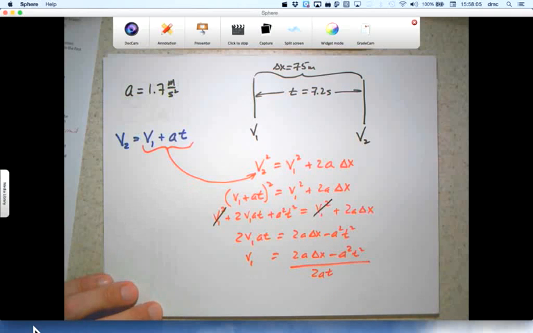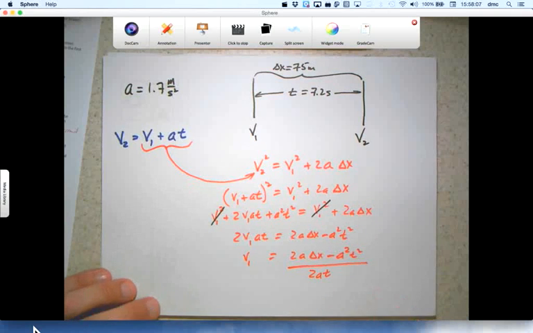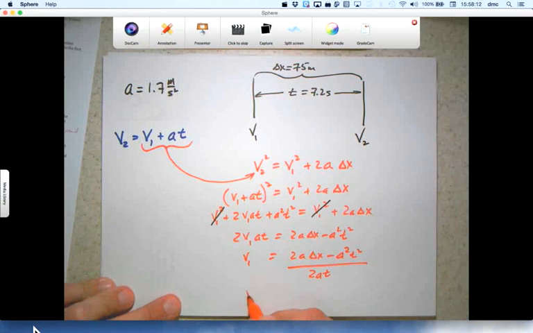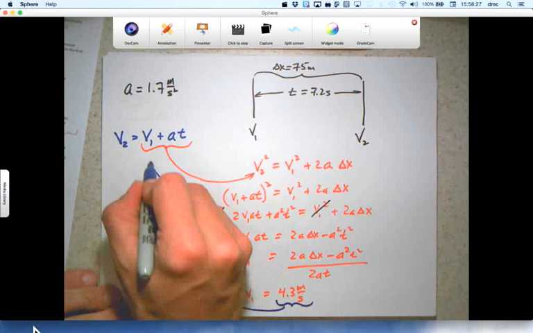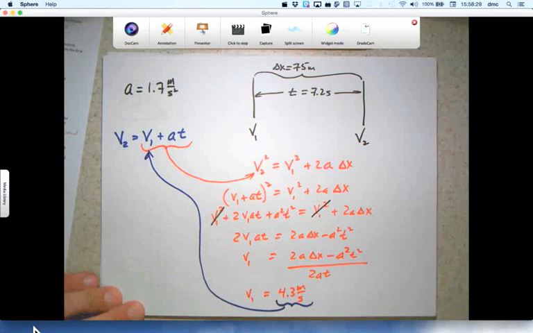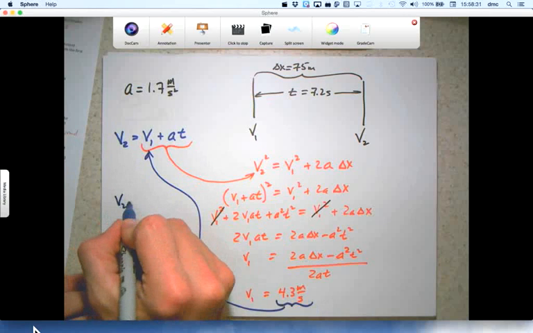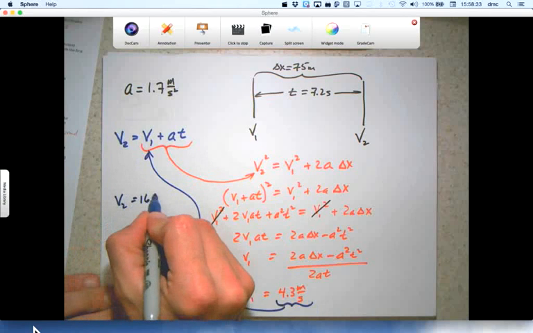Okay, so now we can plug in numbers, and when we do so, v1 turns out to be 4.3 meters per second. So there's the answer to part A. We can now take that and substitute this value back up here for v1 and find that v2 is equal to 16.5 meters per second.